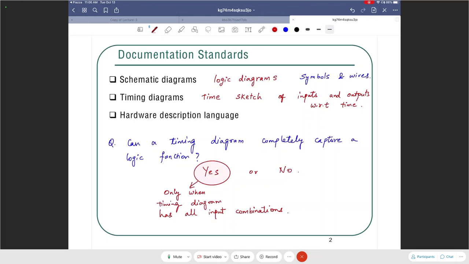Now, when you get your exam 1 grades back, you can go back and take a look at the timing diagram question that was asked, and you can observe I had 3 inputs, 1 output. A, B, C were my 3 inputs. Does that timing diagram completely capture the function it was referring to? You will see that I arranged A, B, and C so that it goes from 0, 0, 0 all the way to 1, 1, 1. Yes, it does in that case, because I had covered all possible input combinations in that timing diagram. If I leave out some, then it doesn't capture the logic function completely. So the answer to this question is yes, but only when all input combinations are represented in the timing diagram. All right, the next documentation standard is your hardware description language.